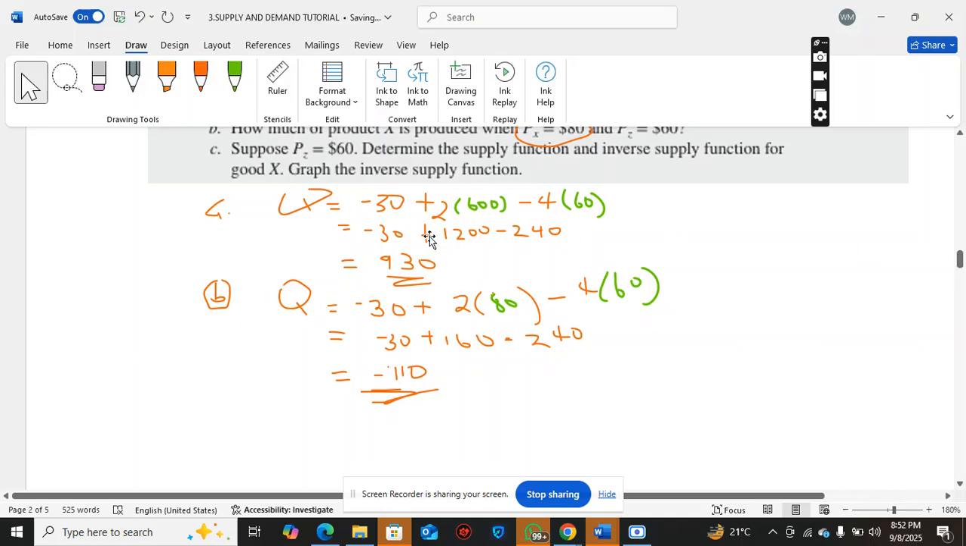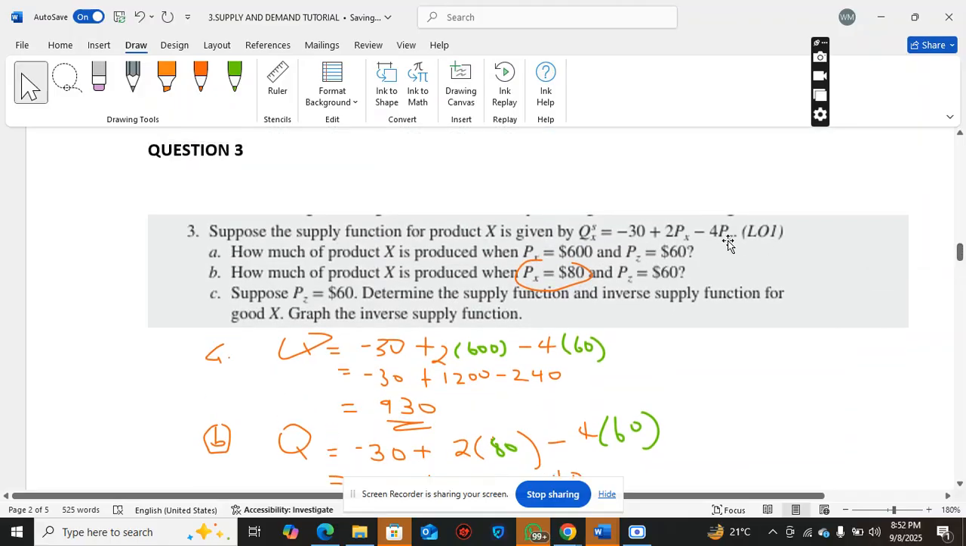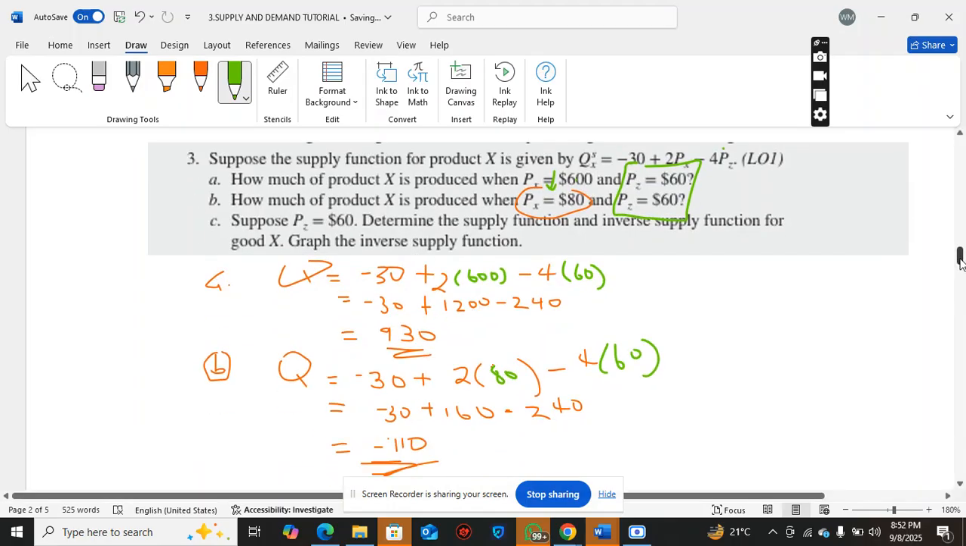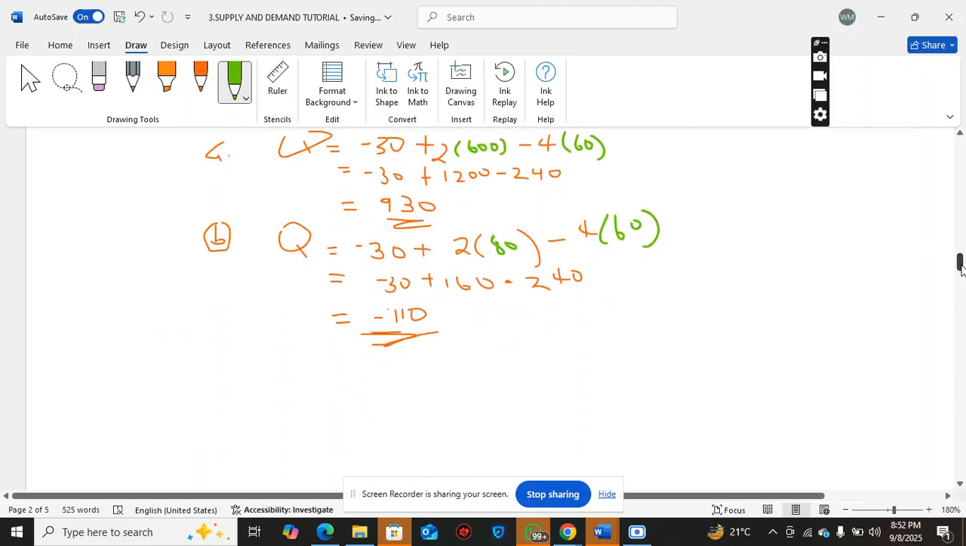We said there's a positive relationship between the price of a good and the quantity supplied, holding other variables constant. So here we can see Pz is held constant. It just stays as the same amount, 60, 60. When the price dropped from 600 to 80, we also see quantity supplied also dropped. So that's the law of supply there.